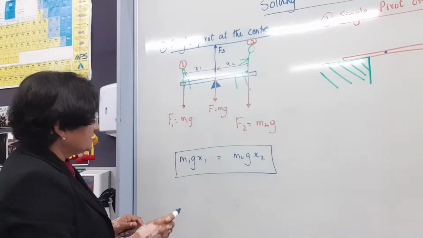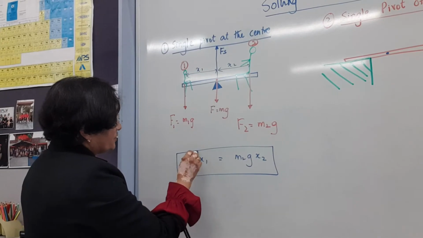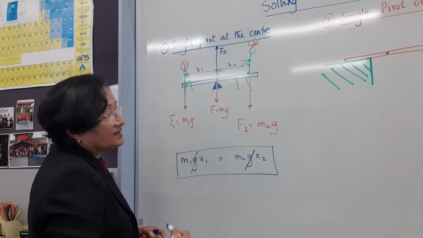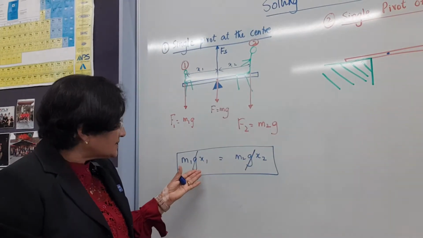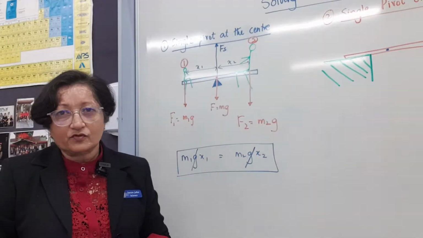If you use this relationship, you should be able to calculate whatever has to be found out. The nice thing about this is because g is common to both, you can take g off if you're not asked to find the force, but if you're asked to find the distance. So that's one type of question.